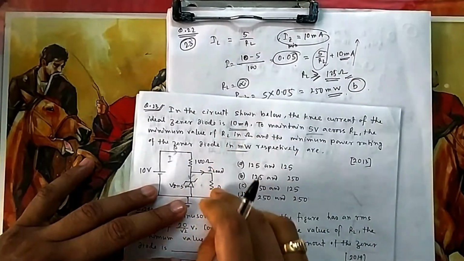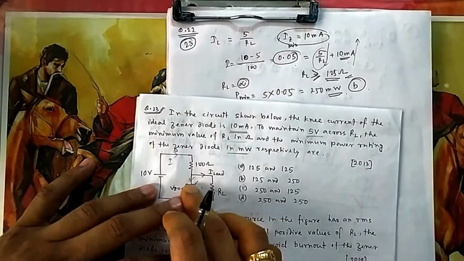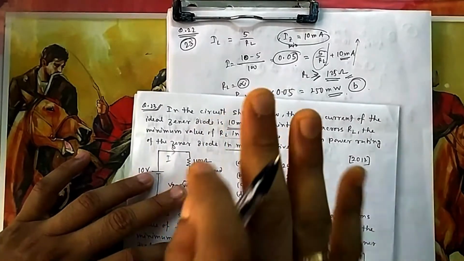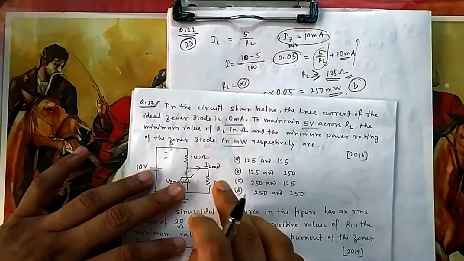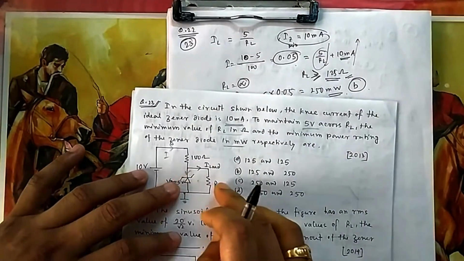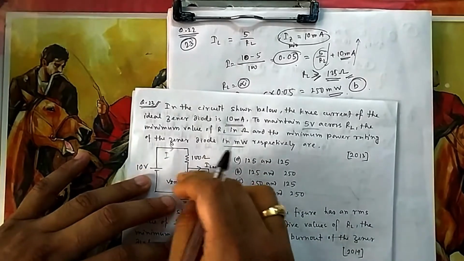For RL, what was the RL minimum? Minimum this much current I should give, and RL should be greater than that. You cannot make RL fall below that. If it falls below that, then this 10 ampere will not be maintained. And for minimum wattage, you make RL infinite, pass all the current, and see whether it can withstand or not.